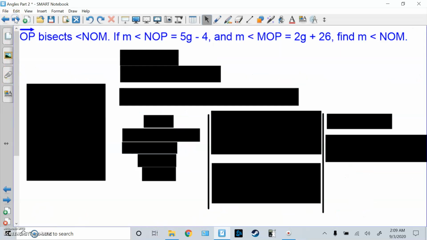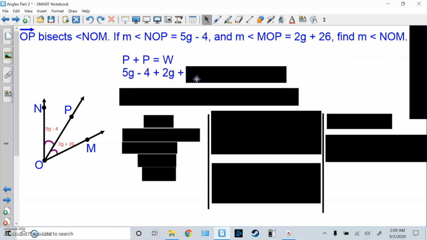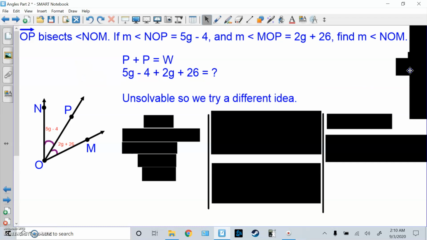Let's try one more bisection problem. Ray OP bisects angle NOM. If angle NOP is 5g minus 4 and angle MOP is 2g plus 26, find angle NOM. Alright, it doesn't have to be x, it could be g or whatever they want. So here's the picture. NOM is the whole angle. OP is the angle bisector. Bisect means these two angles are the same. So first, let me try p plus p equals w. We could say the first thing, 5g minus 4, plus the second thing equals the whole thing, but what is the whole thing? We can't put g there, we can't put x there, because it's unsolved, so we're stuck, we can't do that.